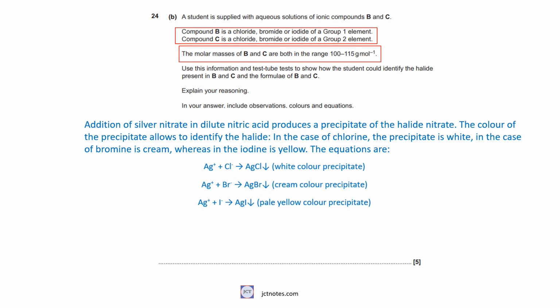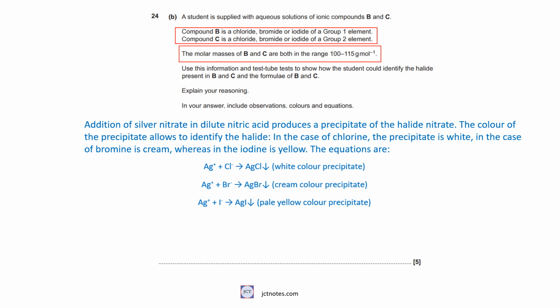to identify the halide by the addition of dilute ammonia, that dissolves the silver chloride, and the addition of concentrated ammonia, that dissolves the silver chloride and the silver bromide, but not the silver iodide. However, the marking scheme mentions that this step with the ammonia should be ignored.